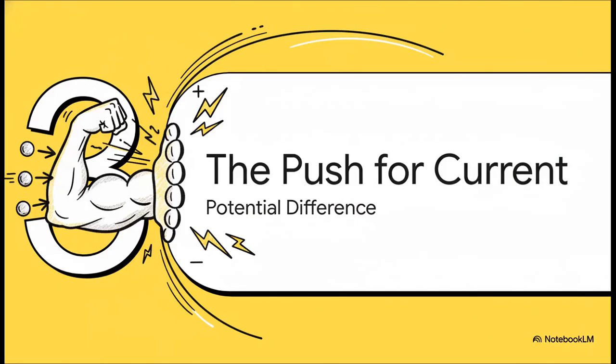Crazy, right? Okay, so we've got charge, and we know it flows to create current. But why? Why does it move at all? Let's be honest. Charges are kind of lazy. They won't move without a reason. They need a push. And in electricity, we call that push potential difference.